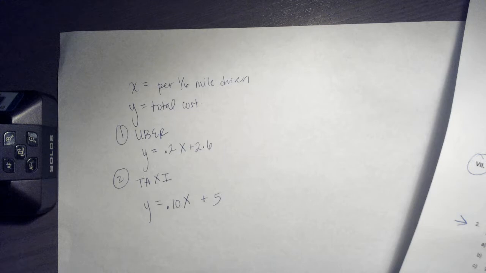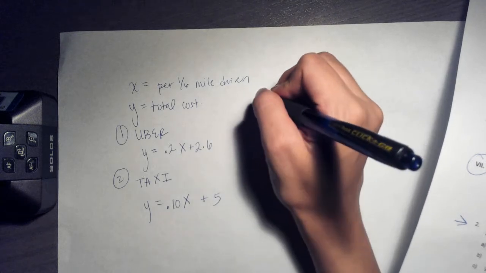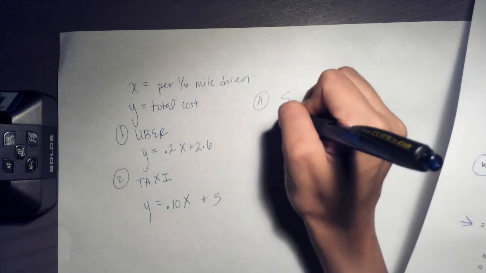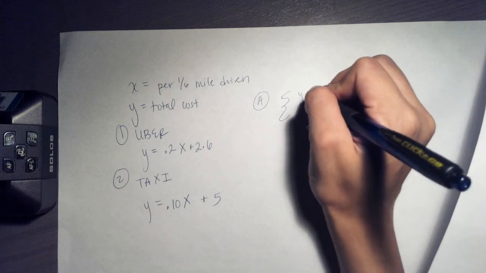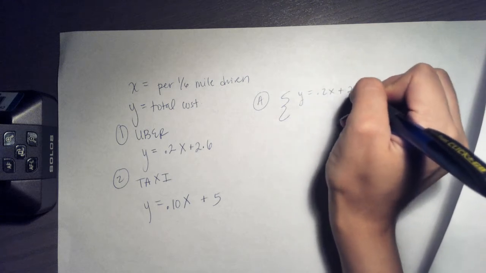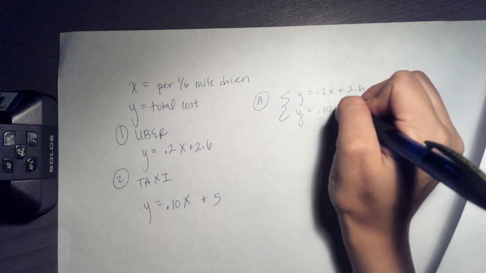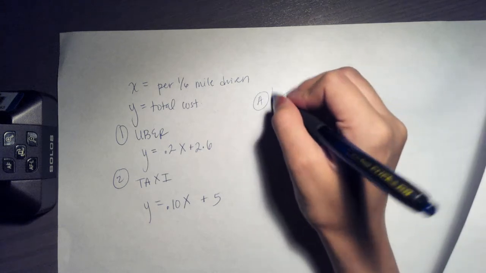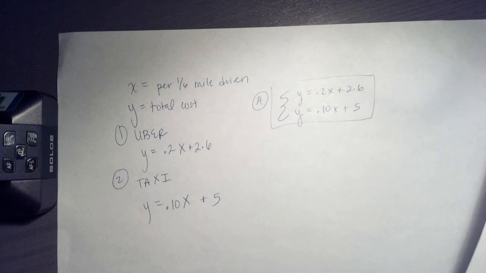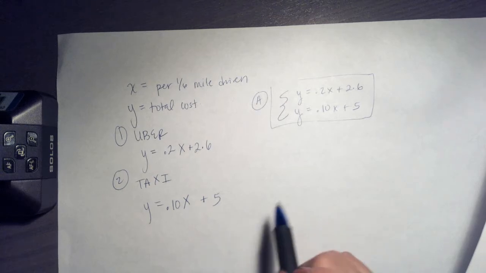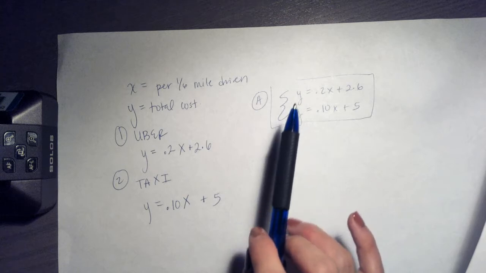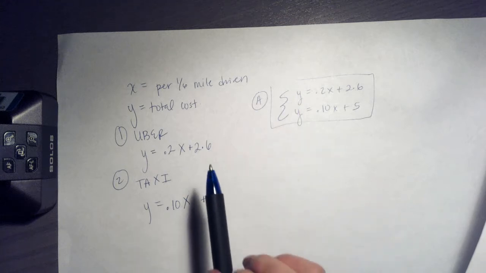Formulate a system of equations to represent the problem situation. So for my part A, that's my answer. Here's my system of equation. And then this one's 0.10x plus 5. B says, what is the solution to the system? What does it represent? So what you can do, guys, is you can plug these in the calculator, right?